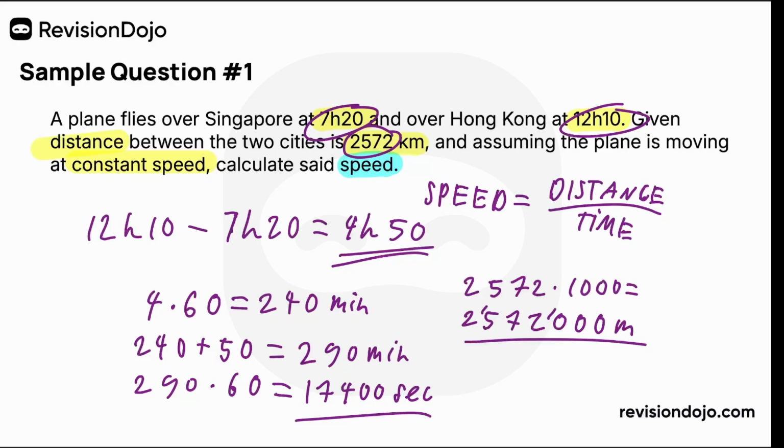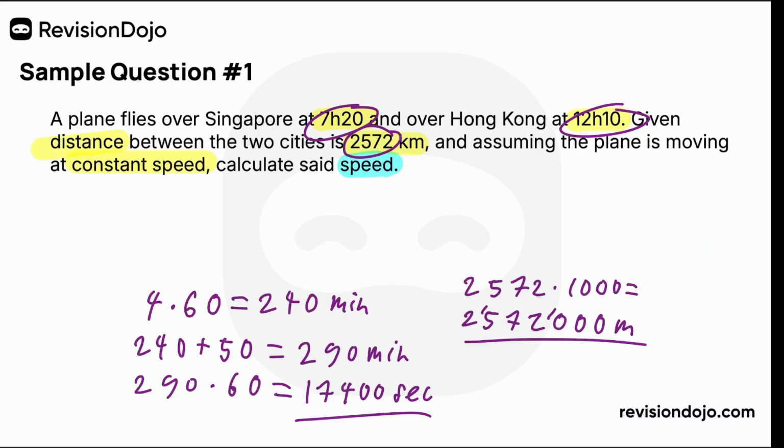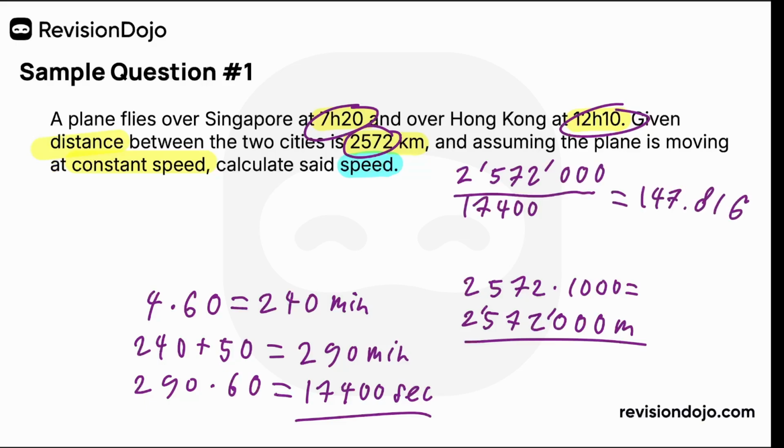Now that we have these two, we just have to grab our little formula up here and do our calculations. Let me make some space for that. So our speed is going to be 147.816 meters per second. If you have any questions about this first sample question, just drop a quick message in the comments. We'll make sure to answer it.